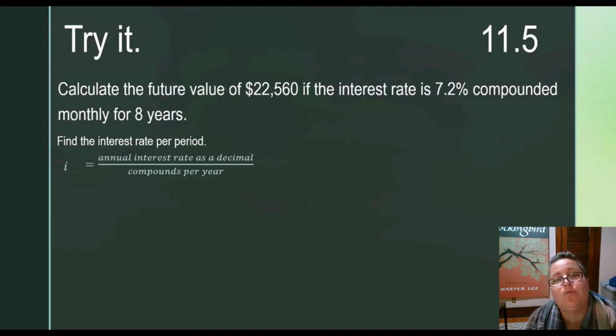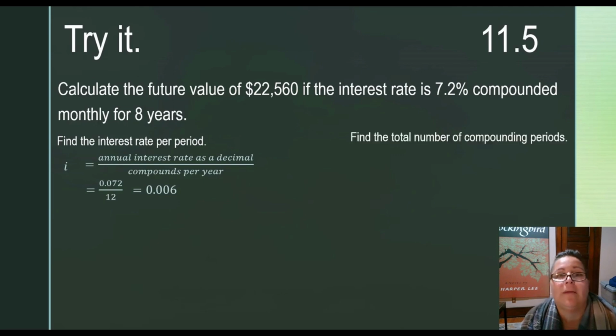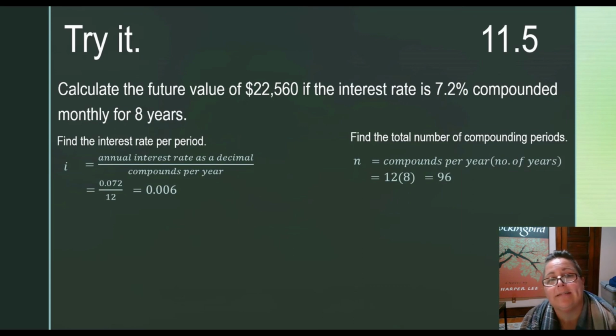And I'm still going to divide it by the number of compounds in a year. So 7.2% as a decimal would be 2 places to the left, or 0.072. Since it's compounded monthly, I'm going to divide that by 12, and that's going to give me 0.006. So my I value, or interest rate per period, is 0.006. My total number of compounds would be 12 times a year for 8 years, or 96. 96 never would have been on our table.